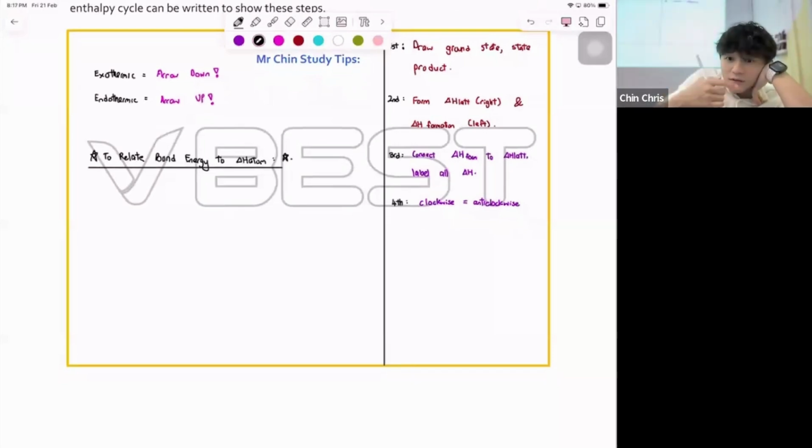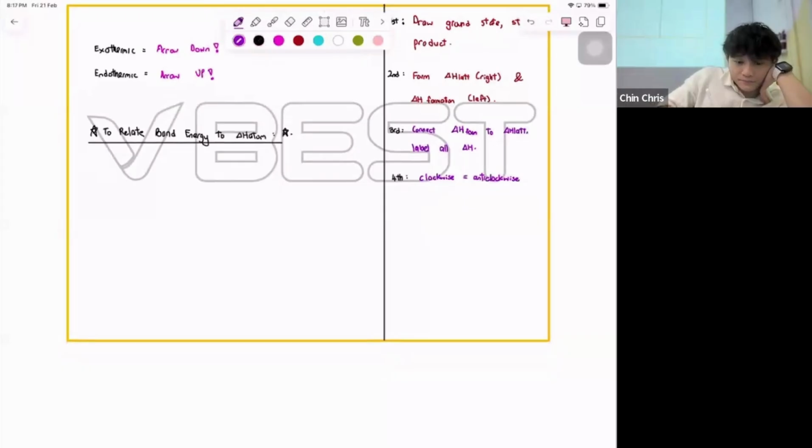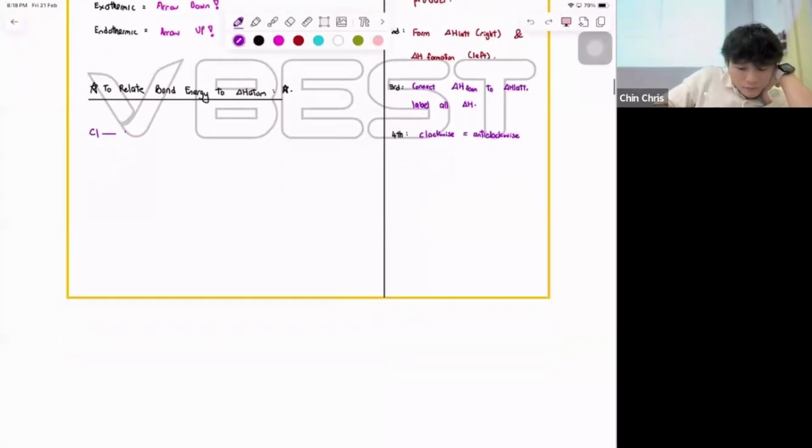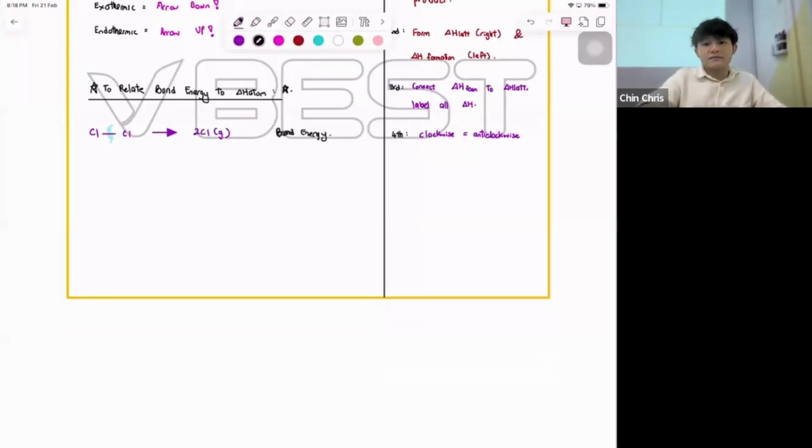Hey, Chantal is here. Let's say if I have 1 mole of chlorine gas, Cl2. And guys, if I break it down, what do I get? I get 2 Cl gas, correct? So this value that we have, this is the bond energy. Understand?